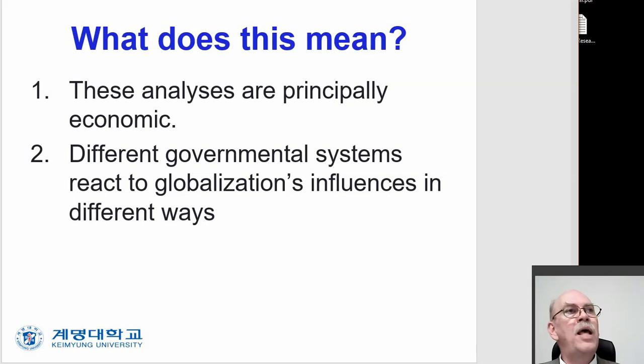The second thing these articles mean is that different governmental systems react differently. We've got the more centralized, the less centralized, the unitary. Right? Different kinds of government systems are going to respond to, are going to be affected by, and then make changes because of globalization. These different governments will do it in different ways. Different governmental systems react differently.